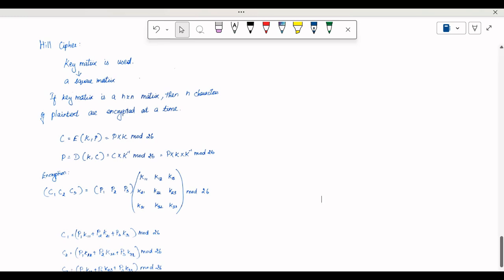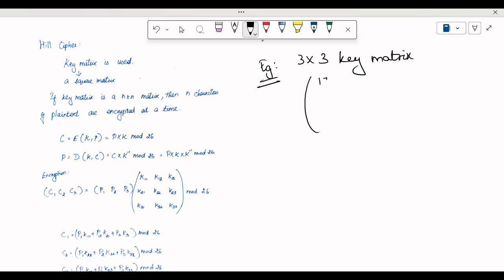So here we are going to consider a 3 by 3 key matrix. So three characters at a particular point of time are going to be encrypted. So in this example, we are going to take a 3 by 3 key matrix. The values in the matrix will be less than 26, so any values can be taken. In this case, we are taking this matrix. This is the key matrix.